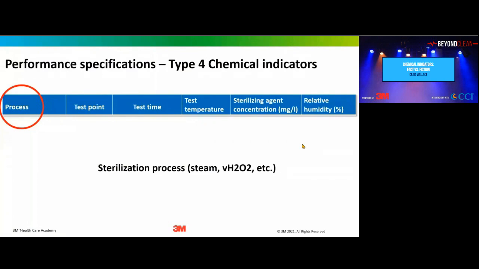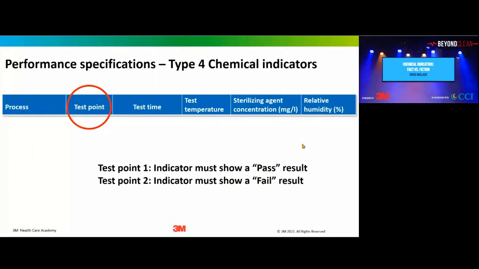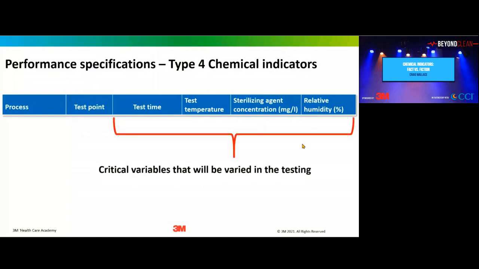The second column, the test point, is a little different. It's going to state two tests that would have to be done on that indicator. In test point one, the indicator must show a pass result. So it's defining how sensitive the indicator needs to be, and it needs to show a pass under these conditions. Test point two is where the indicator must show a fail result. So it really defines the two points for the chemical indicator: it's got to fail at this point, and it's got to show a pass at this point. It doesn't address areas in between where you could have a mixed response. It just defines the pass and fail points. And then the other columns are critical variables, which will be varied in this testing to achieve a pass or a fail result in the chemical indicator.